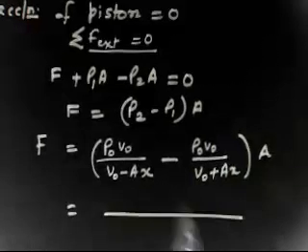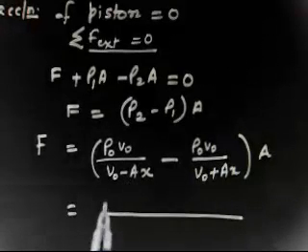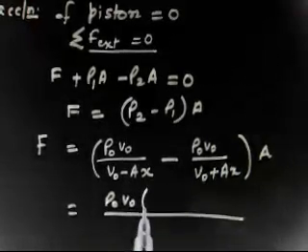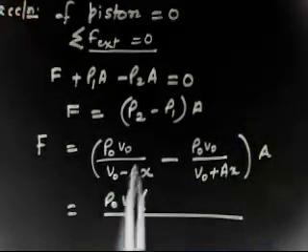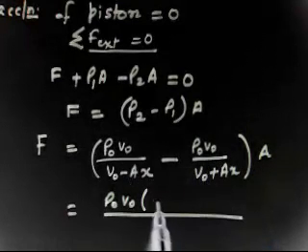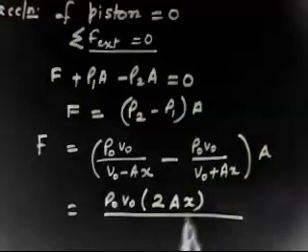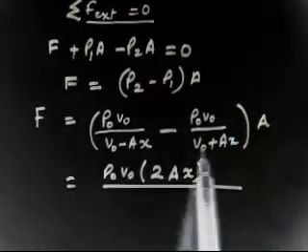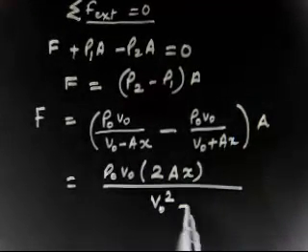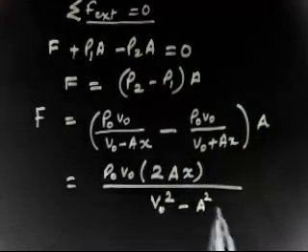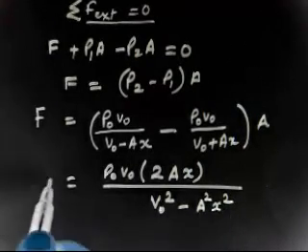Now let us take V0 plus Ax and V0 minus Ax common. So we will have P0V0, and the numerator will be V0 plus Ax minus V0 minus Ax, so it will be 2Ax. I think you are able to understand. Now in the denominator we will have V0 squared minus A squared x squared. So this is the force.